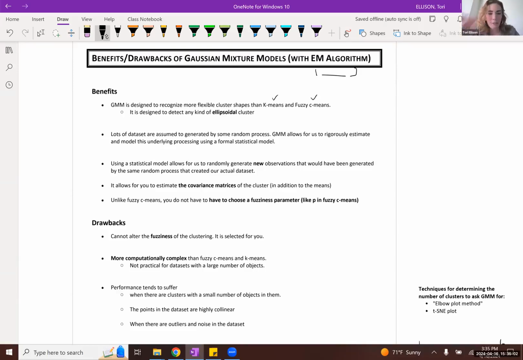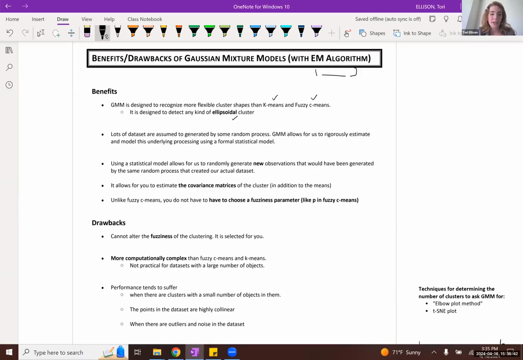But the benefit of Gaussian mixture models is that we are making a much more flexible set of assumptions about the nature of a cluster. Gaussian mixture models are well suited to identify clusters that are not just spherical in shape, like k-means and fuzzy c-means, but they're also designed to detect clusters that are ellipsoidal in shape as well. Now, one of the additional benefits of Gaussian mixture models is that it's a much more rigorous, statistically rigorous technique.